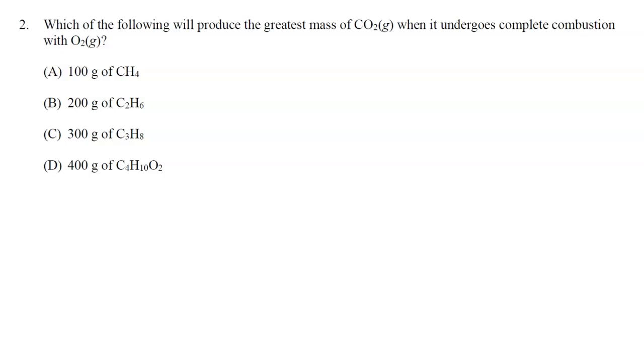Question 2 says, which of the following will produce the greatest mass of CO2 when it undergoes complete combustion with O2? Let's take a look at choice A. Choice A says 100 grams of CH4. So what I'm going to do is write a balanced chemical equation for the complete combustion of CH4. So CH4 reacts with O2 to produce carbon dioxide and water, so CO2 and H2O.